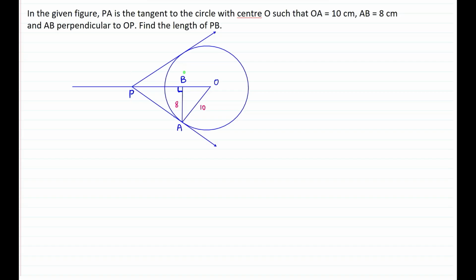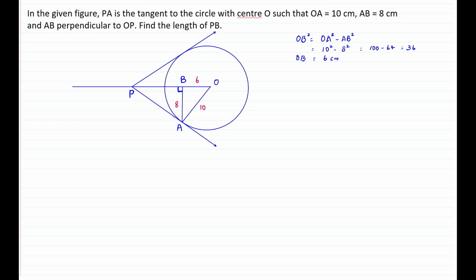Now first, using the Pythagoras theorem, let's find the value of OB. OB square will be equal to OA square minus AB square. OA square is 10 square and AB square is 8 square. That equals 100 minus 64, which is equal to 36. Therefore OB will be equal to 6 centimeters. So the third side here is 6 centimeters.